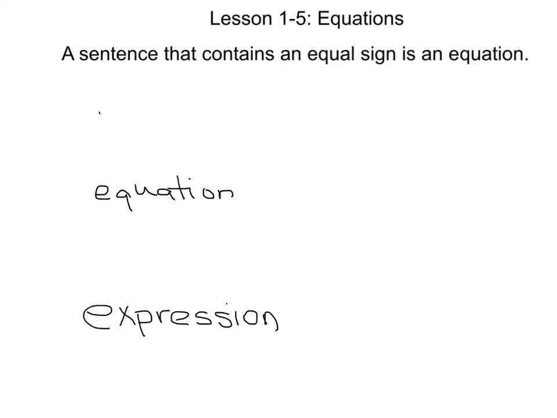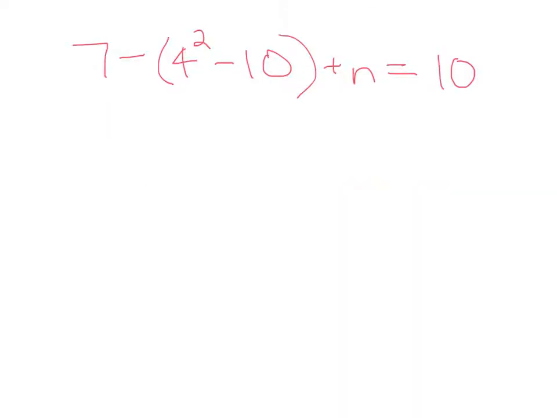Lesson 1-5 Equations. A sentence that contains an equal sign is an equation. So, for example, if we have 3x plus 7 equals 15, that's an equation. But if we had just the 3x plus 7, we would call that an expression. Let's take a look at this example together.